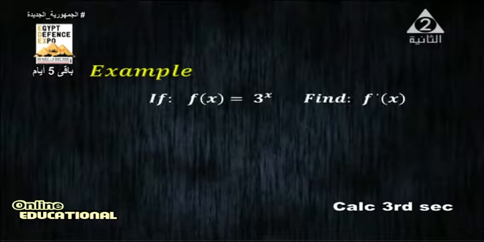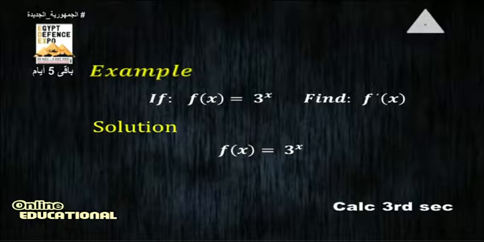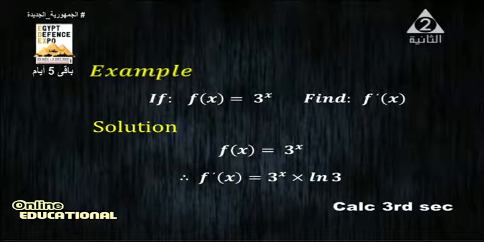Now we move to the next example. If f(x) equals 3 to the power x, find f'(x). The function f(x) equals 3 to the power x. The base is a constant, a real number not equal to e. Then the derivative f'(x) equals 3 to the power x multiplied by ln 3, the ln of the base of the function.